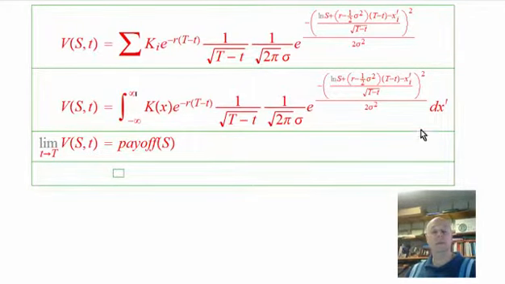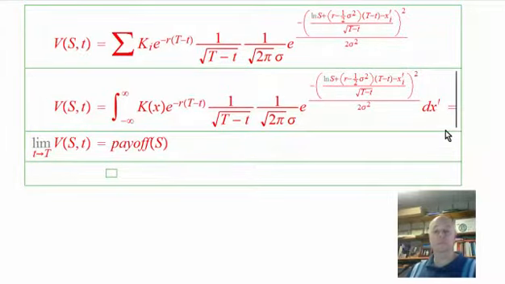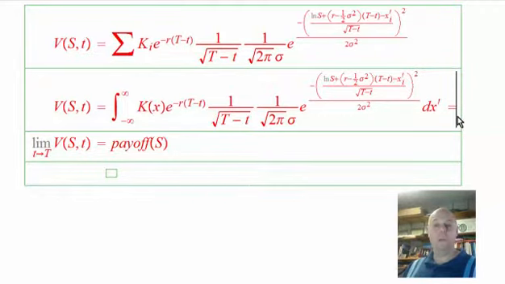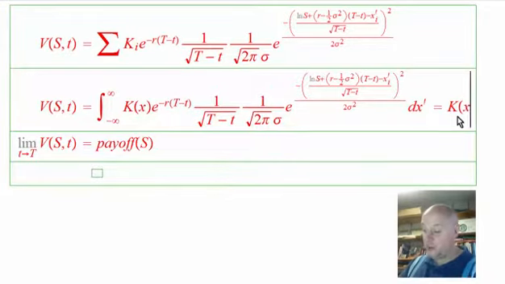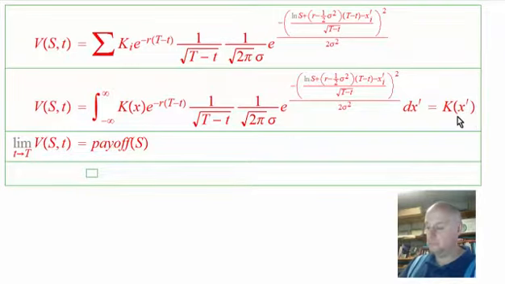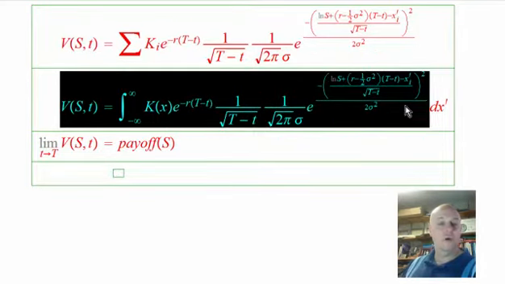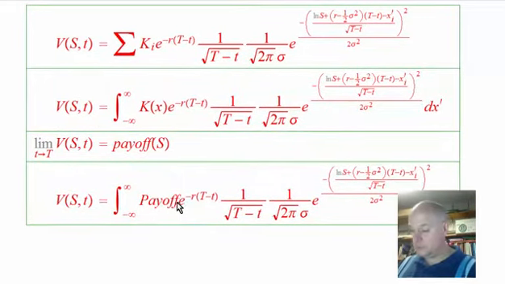If I sum this up, then this should just equal k at x prime. So this should equal that function k at the particular x prime that we're looking at. All right, so what does that mean for us? Well, that means that now I know what I should make k. I should make it the payoff. So I should make this the payoff function.